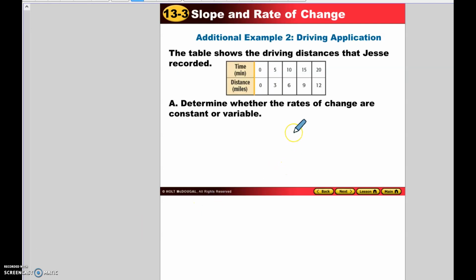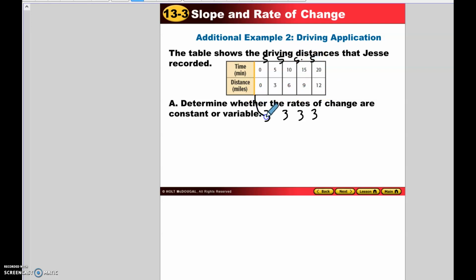Okay, here I have another table. This time there's a context. It talks about Jesse and how much time it takes him to travel a certain distance. We're going to see if this rate of change is constant or variable. So you guys pause the video and find the change for x and the change for y, and then divide it and see if it's the same or different. All right, so now I have, this is going up by 5, and the y, or the distance, is changing by 3.